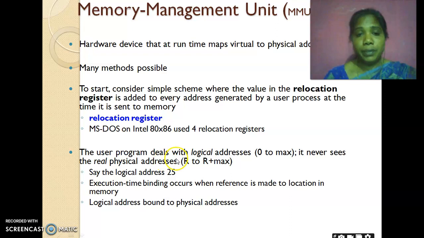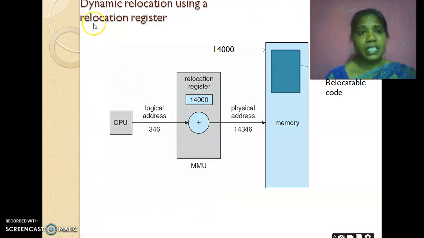The user program deals with logical addresses. It never sees the real physical addresses. Say the logical address is 25. The execution time binding occurs when a reference is made to a location in memory. So the logical address is bound to a physical address. Then dynamic relocation using a relocation register. That means the data comes from the CPU and goes directly to the memory.